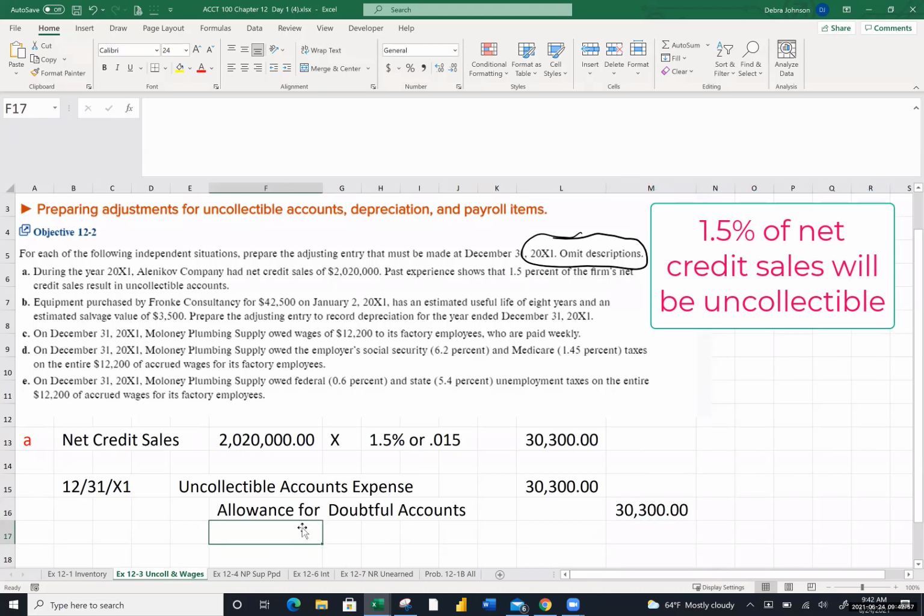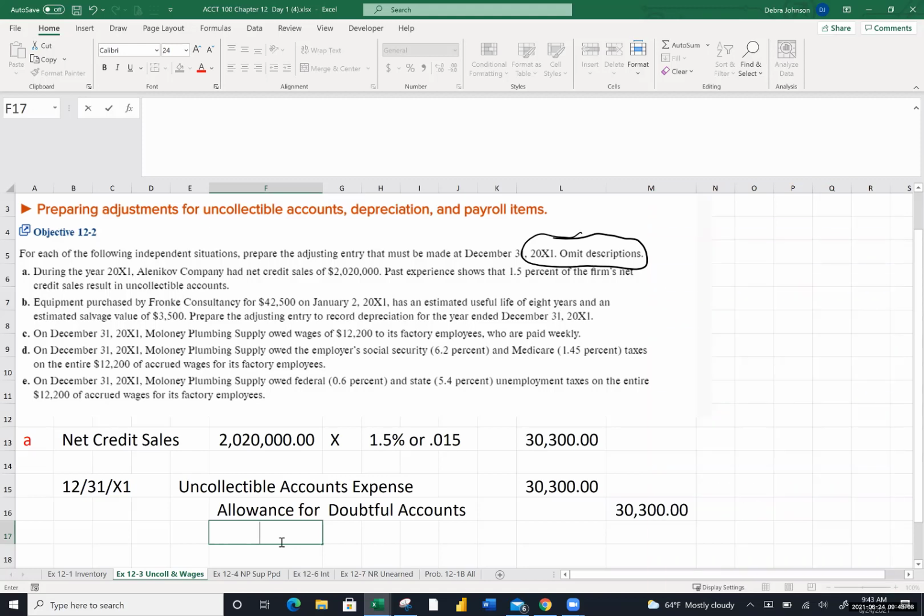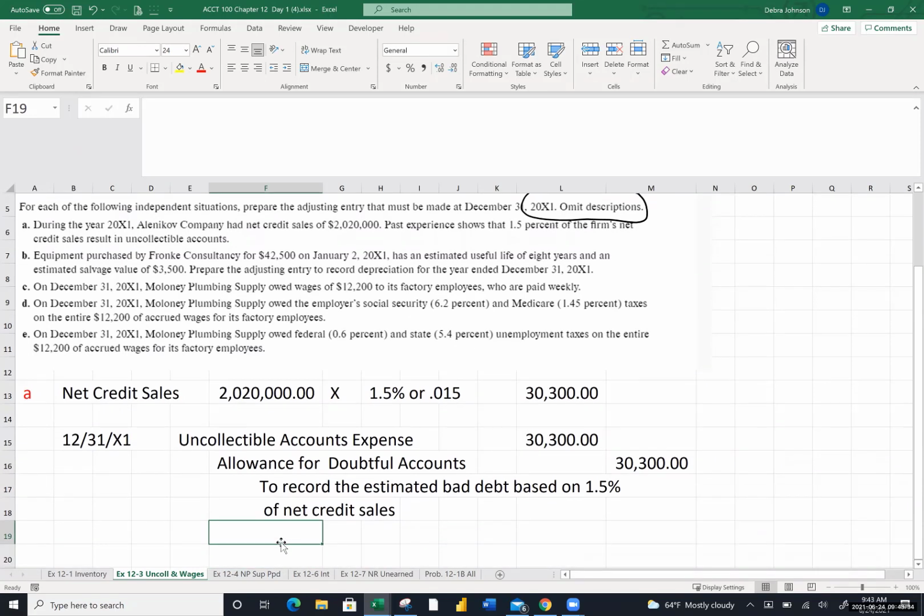And your directions will tell you to omit descriptions because Connect cannot double check them. I remember that I am leaving a historical document that others will follow and look at later. I always leave descriptions. So for your notes, my description is going to be to record the estimated bad debt based on 1.5% of net credit sales. I was looking for the proper wording that your author used.